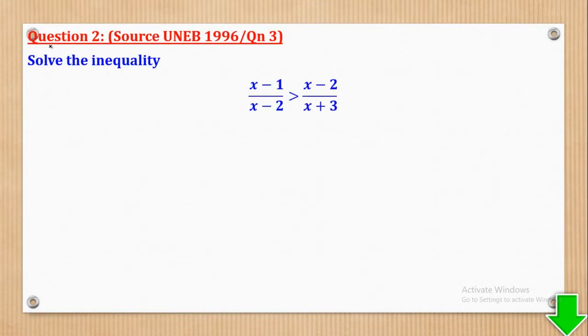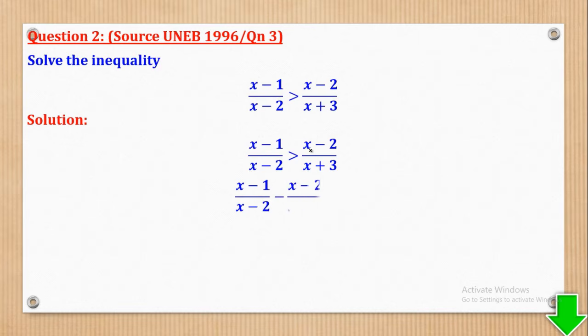Now we shall go to question 2. Question 2 came from UNEB 1996, paper 1, question 3, and says, solve the inequality this. Okay, so now like I said, the first mistake students may make is cross multiplying. As long as we see that we have cross multiplied this with this and this with this, that is already vague and there's no mark awarded. So always be keen on the first step.